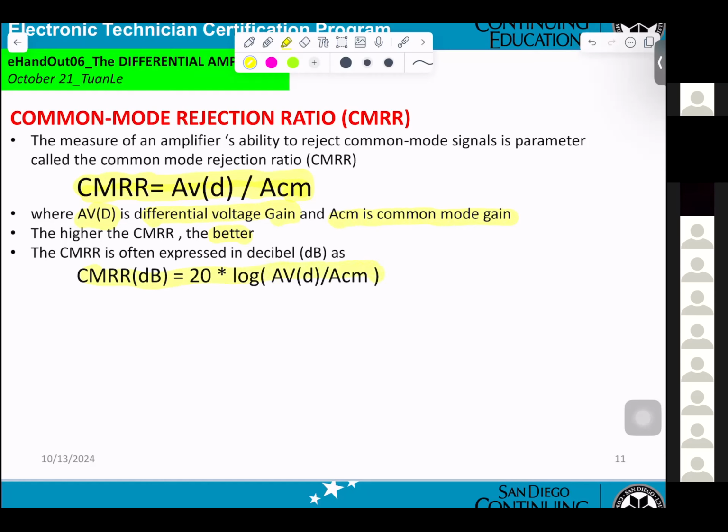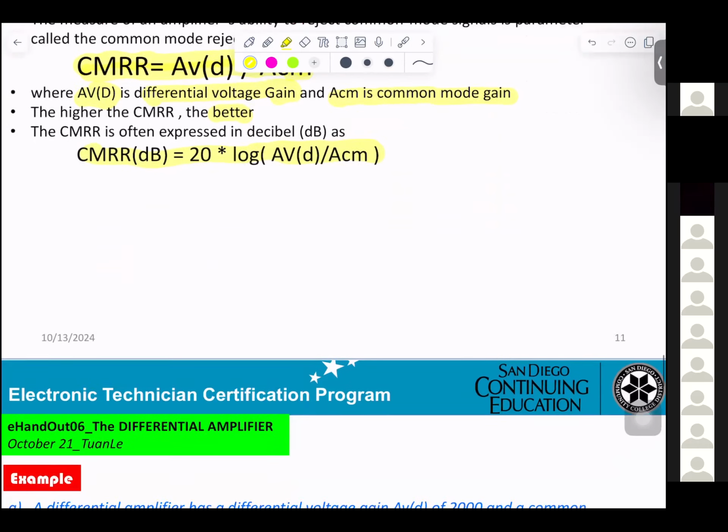If you want to calculate the CMRR in decibels, the formula is 20 times log of AVD, the gain of the differential amplifier, divided by ACM, the common mode gain.